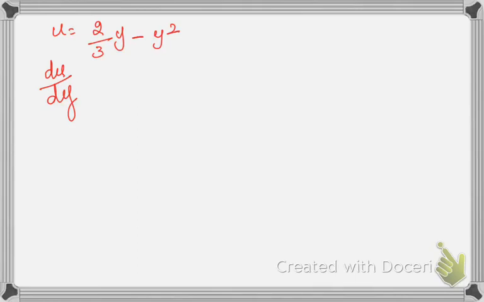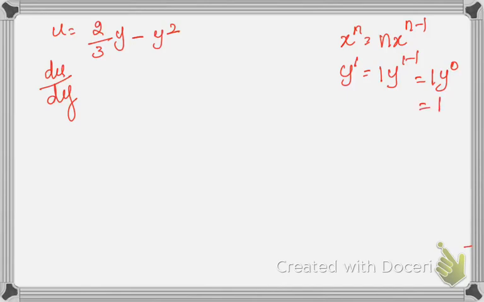How are we going to do the differentiation? Just remember that x power n differentiates to n x power n minus 1. So this is the formula. So here I am having y power 1. In terms of n, I am having the value of 1. So I will put 1 in the place of n. I am having y power 1 minus 1, which is equal to 1 into y power 0. So anything power 0 is 1. So here du by dy will be 2 by 3 into 1. Next is y square.